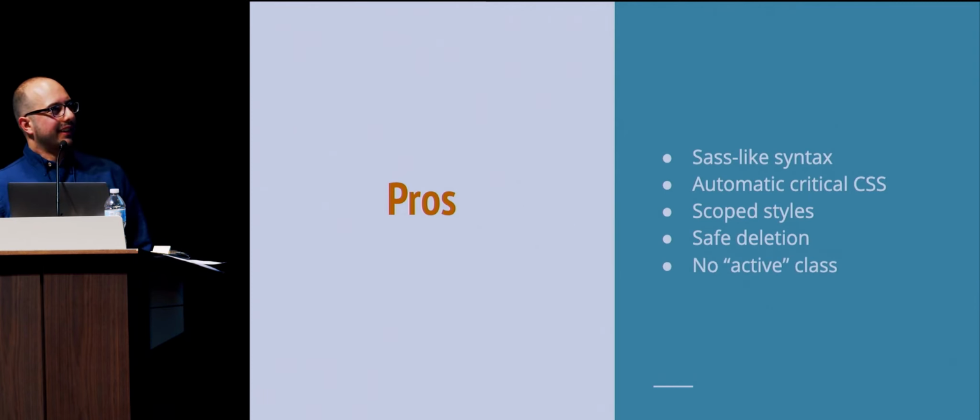And this is a big one for me. There's no active class, right? So if you're using a Sass kind of thing, the different states of your component are going to have different classes and different modifiers, and you're going to keep all that stuff in your CSS, but you don't have to worry about that here. You just use props and you render the CSS for the current state.